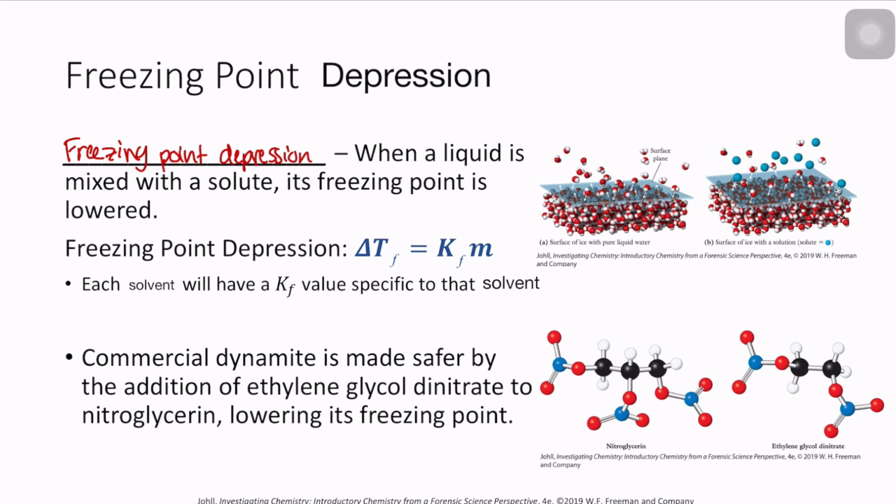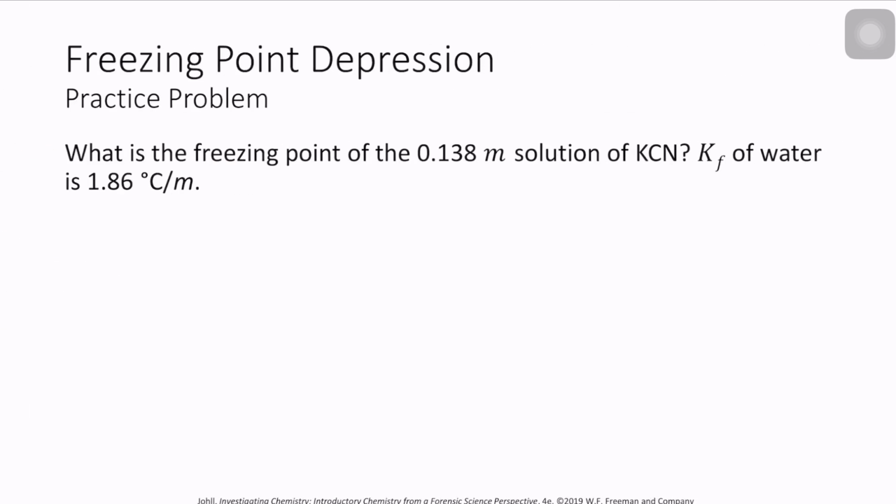Commercial dynamite is just not very safe, and you don't really want to ship it. If you add a solute, it can lower the freezing point of that commercial dynamite and make it safer to travel. So let's look at an example of how the freezing point will be depressed, or lowered, in the presence of a solute.